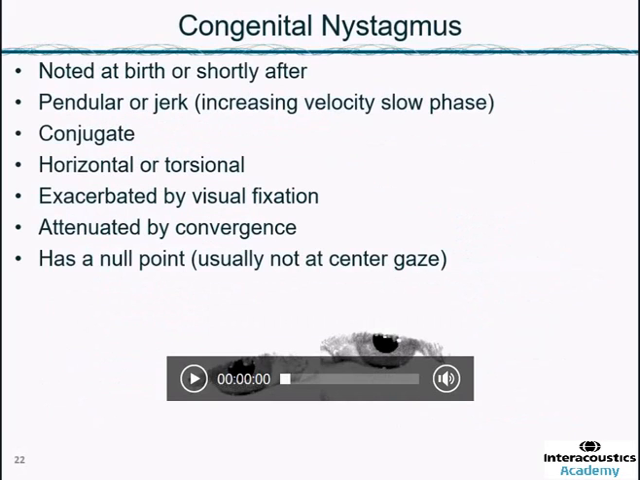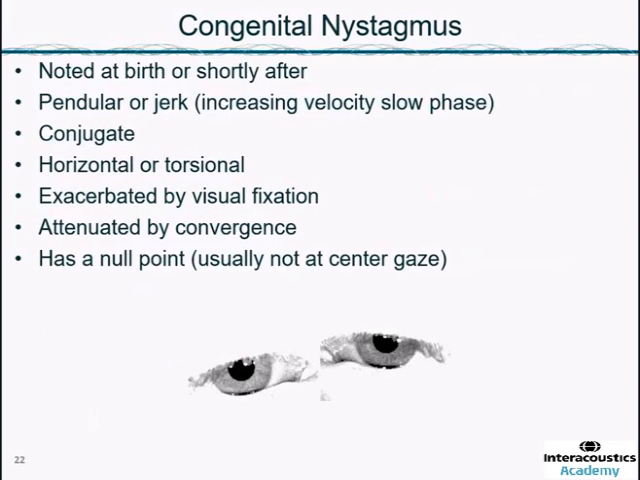Finally, I will just mention something about congenital nystagmus. It's called that because it's usually noticed at birth or shortly after birth. The most common manifestation is a pendular nystagmus or a jerk nystagmus where the slow phase velocity increases. So oftentimes you see this in the form of spikes in your tracings.